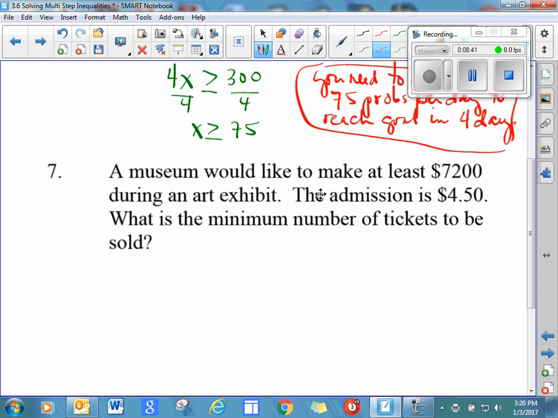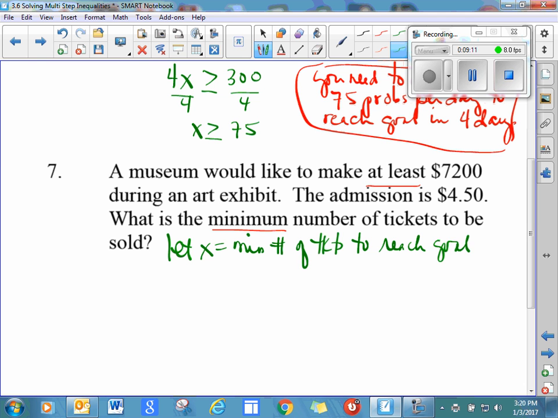Okay, a museum would like to make at least $7,200 during an art exhibit. They give you the price of the ticket. What is the minimum number of tickets to be sold to reach your goal? So we're going to let x be minimum number of tickets to reach goal. So we're going to write our equation. Our equation is $4.50 for every single ticket that we sell, and this needs to be greater than or equal to 7,200.